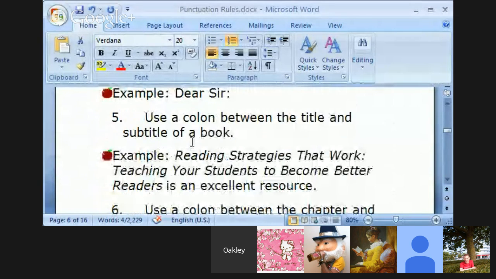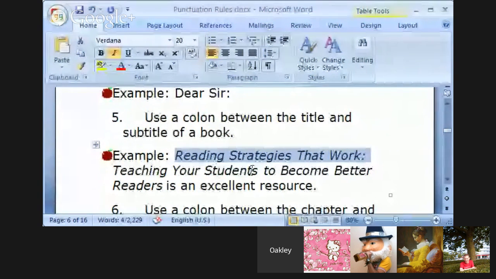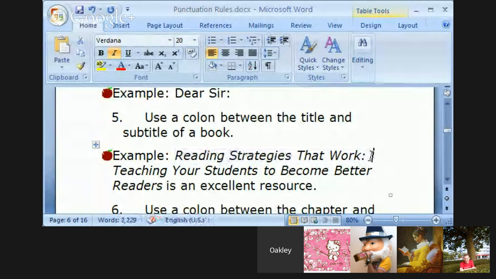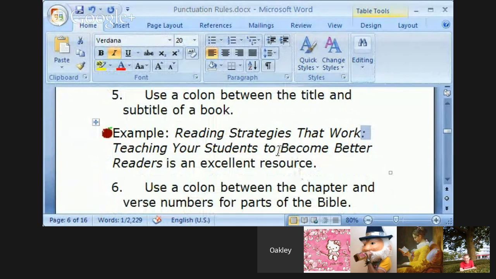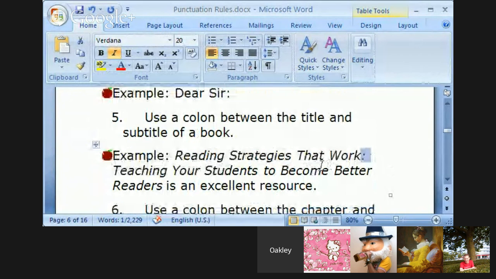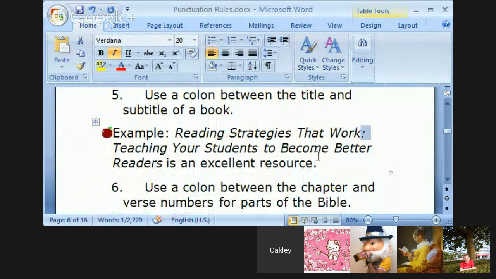Here's another one. All right, a lot of uses for a colon. Use a colon between the title and the subtitle of a book. Oh yeah, this is common. Okay, great. You even see this in movie titles occasionally. Something like this: Reading Strategies That Work: Teaching Your Students to Become Better Readers. That's another place where you see a colon. I've always thought that was a slightly odd thing to do, a title and subtitle, but hey, it happens, especially with self-help books and the like.